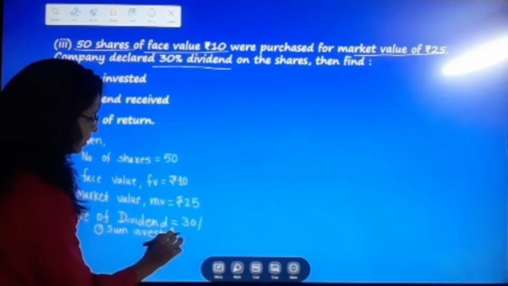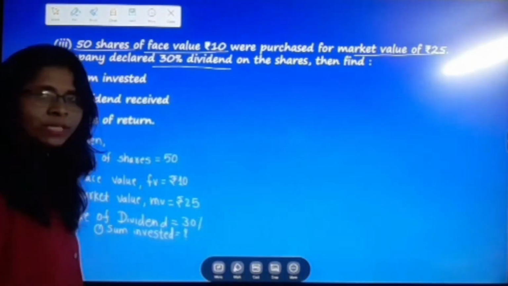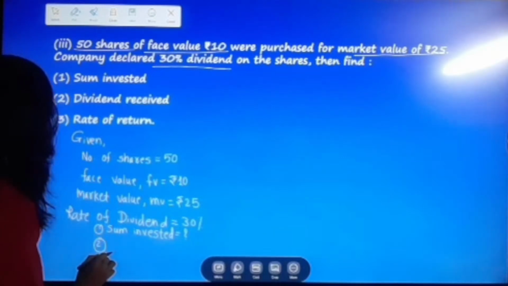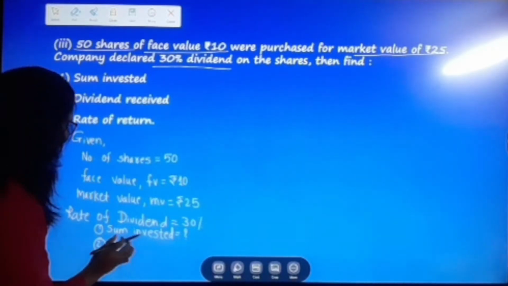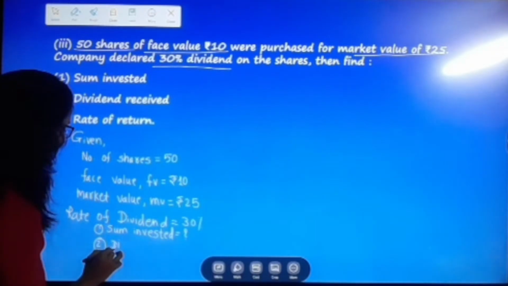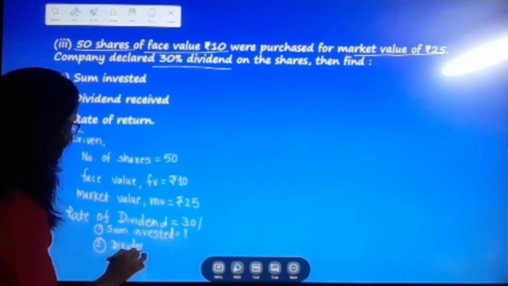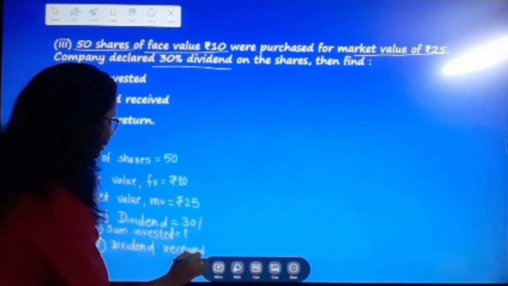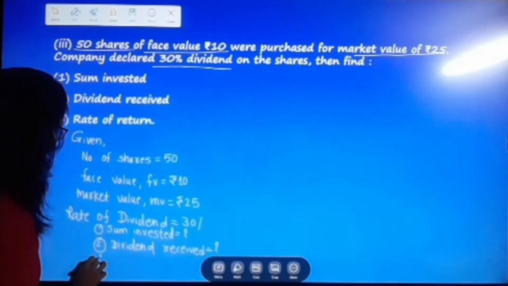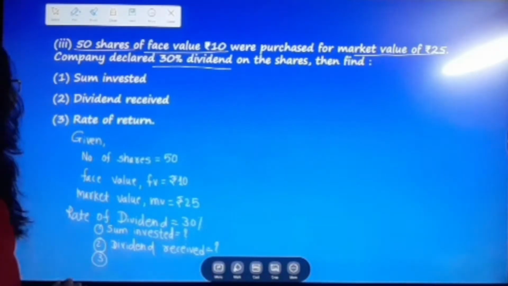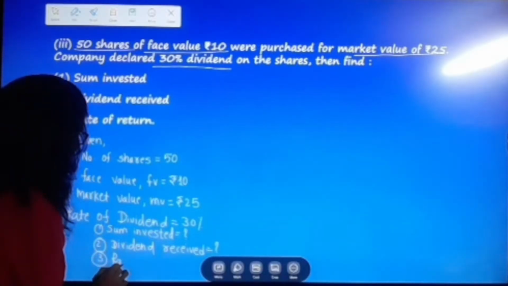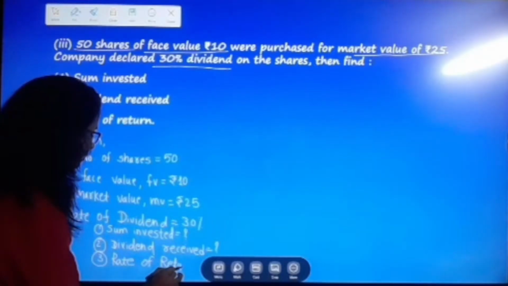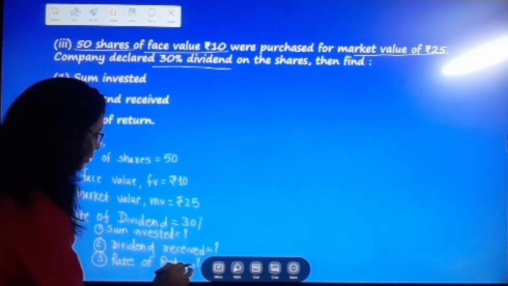Okay, sum invested is equal to question mark. Then the second one, that is the dividend received. And then the third one, I write rate of return is equal to question mark.